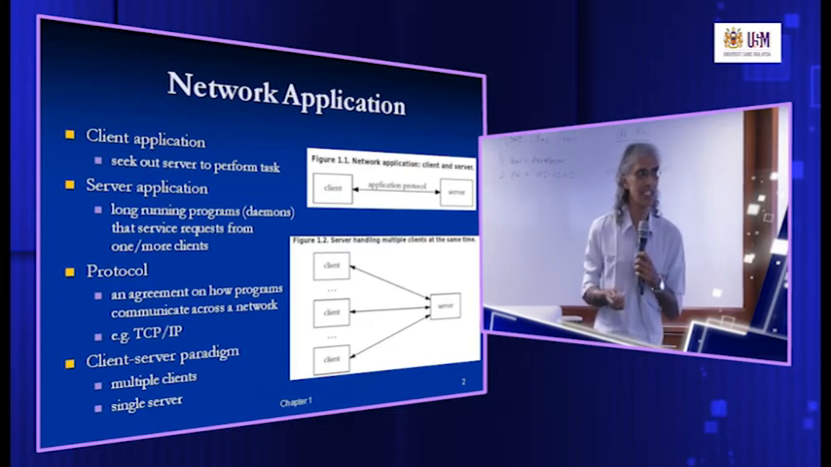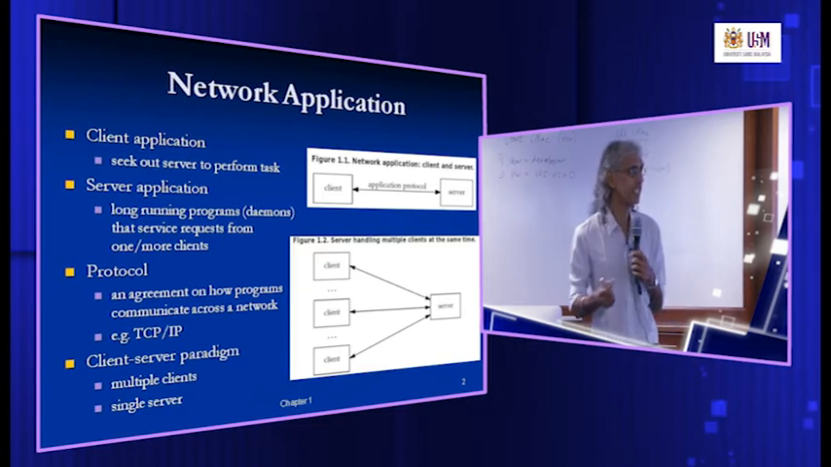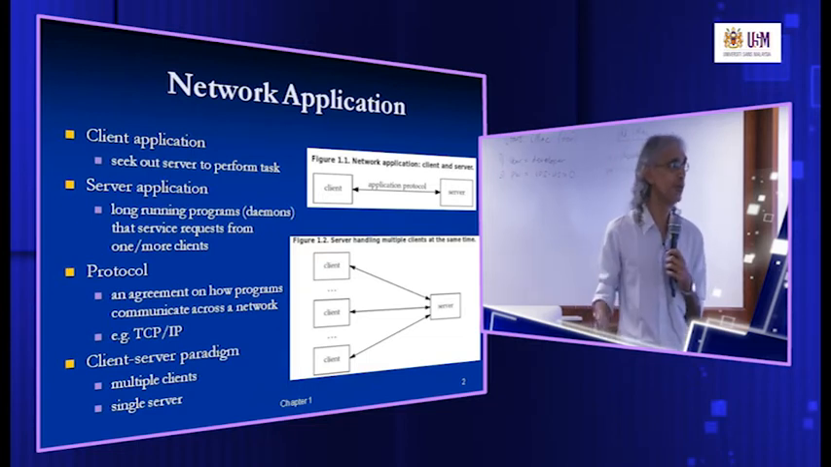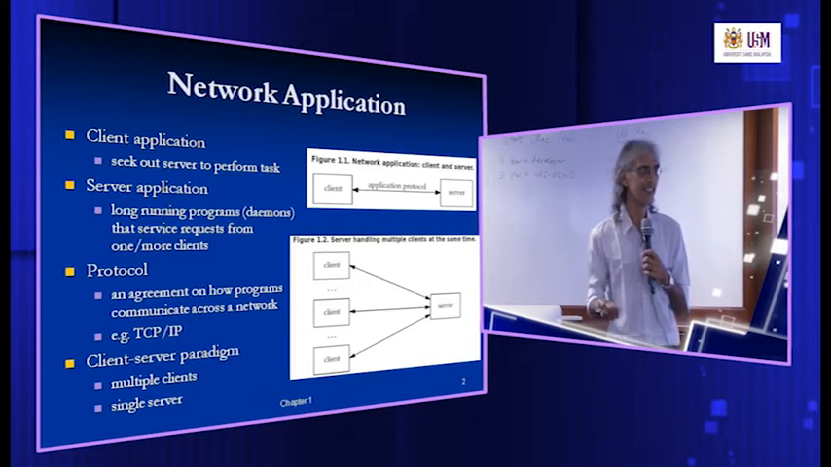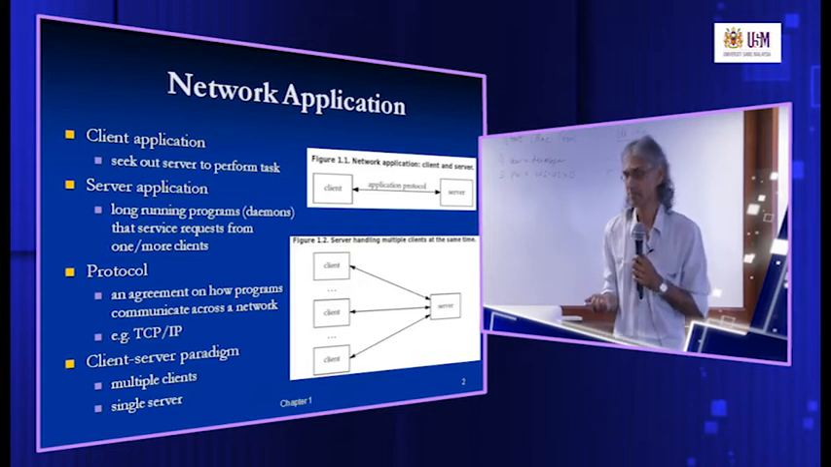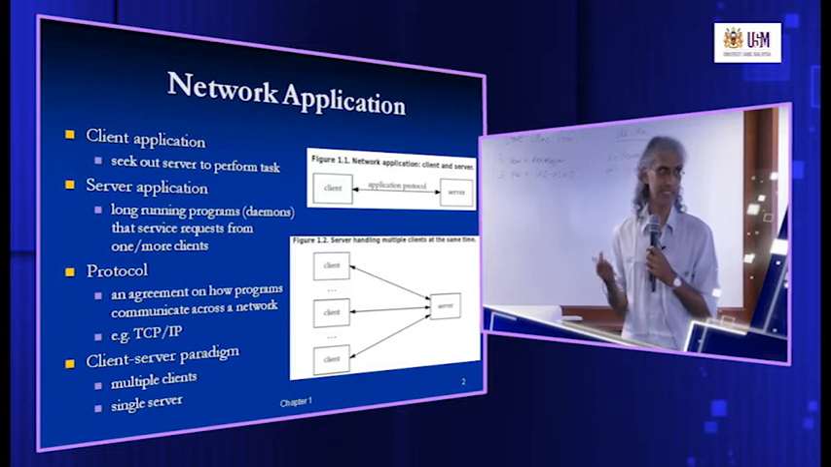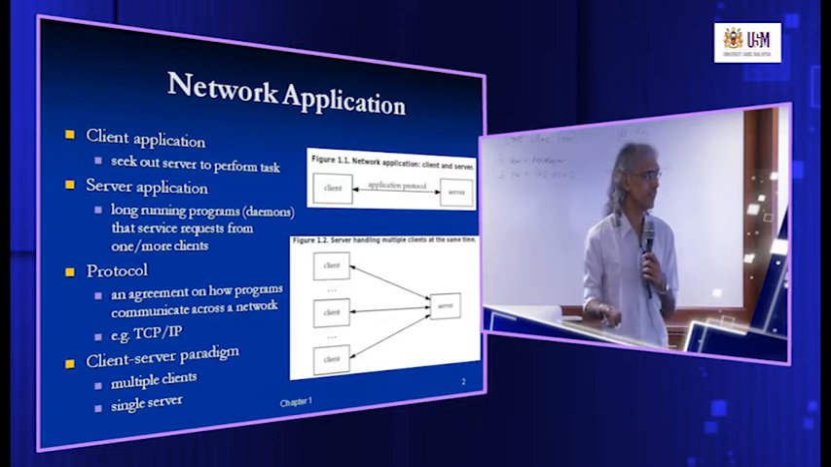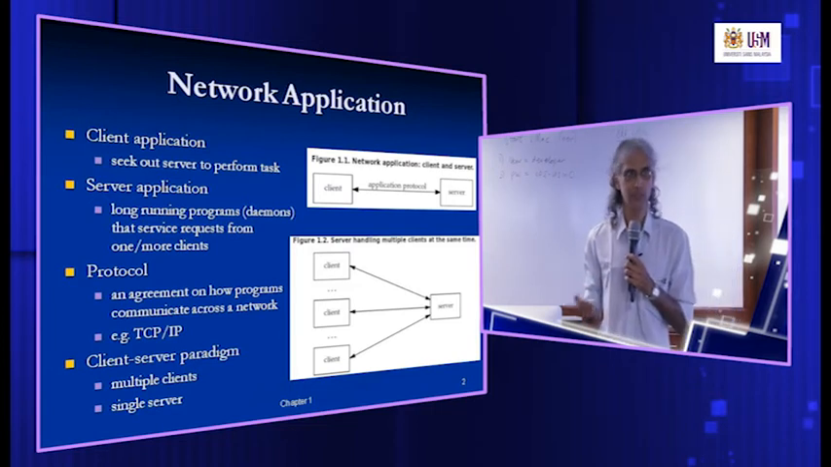In Unix terminology, we call it a daemon. Not demon, D-E-M-O-N, not the ghost. A daemon means it's a long-running program, continuously running in the background, waiting for clients to connect so that it can do some function. The server will service requests from one or more clients. It doesn't mean that when you set up a server, it's only for one user. No, the server is normally for multiple users.